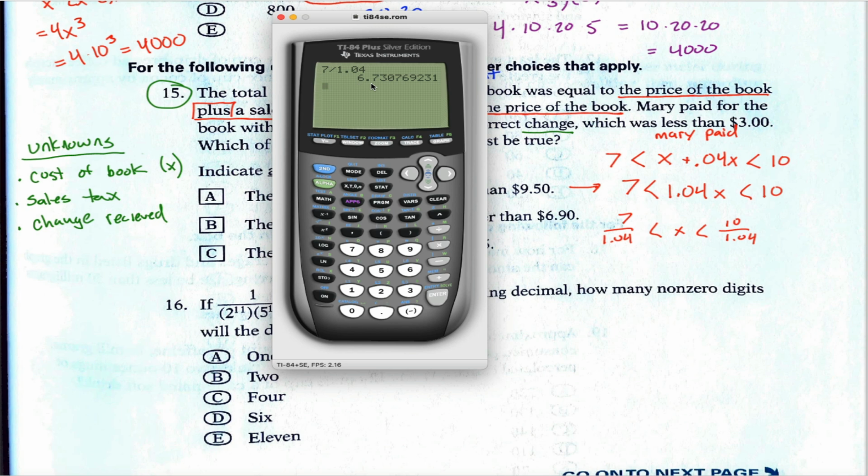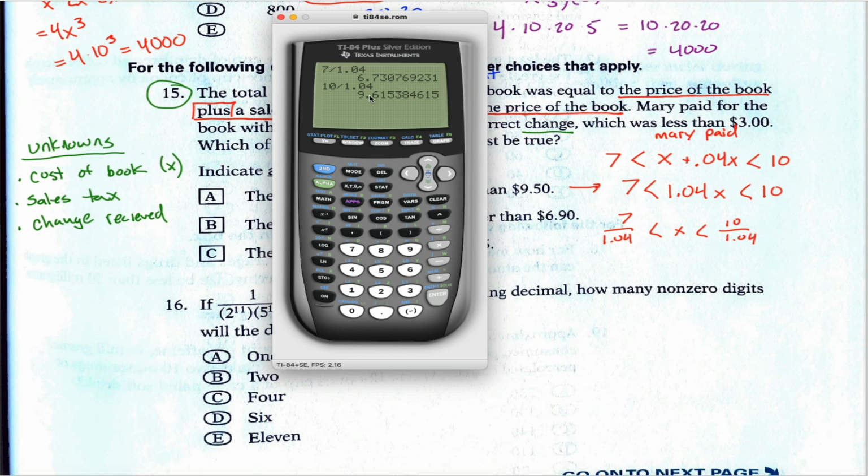It looks like that's about $6.73. And then we figure out 10 divided by 1.04. Looks like that's about $9.61 or 62 cents. I don't think a test like this would try to get you on rounding errors, so you're probably fine to round this to the nearest penny or just truncate so that you're left with the nearest pennies.